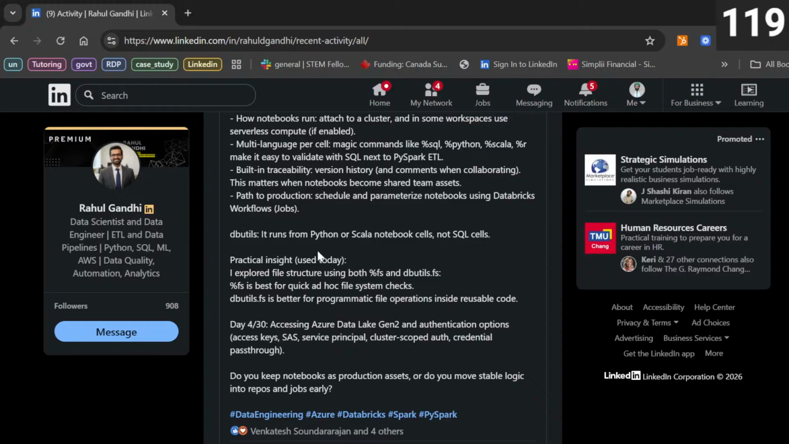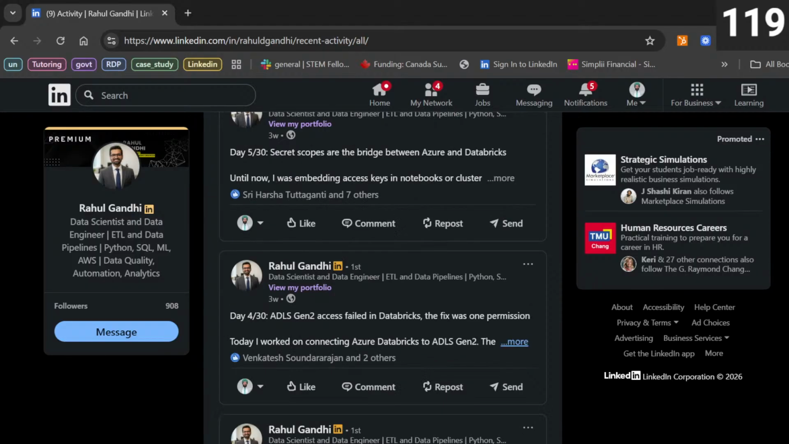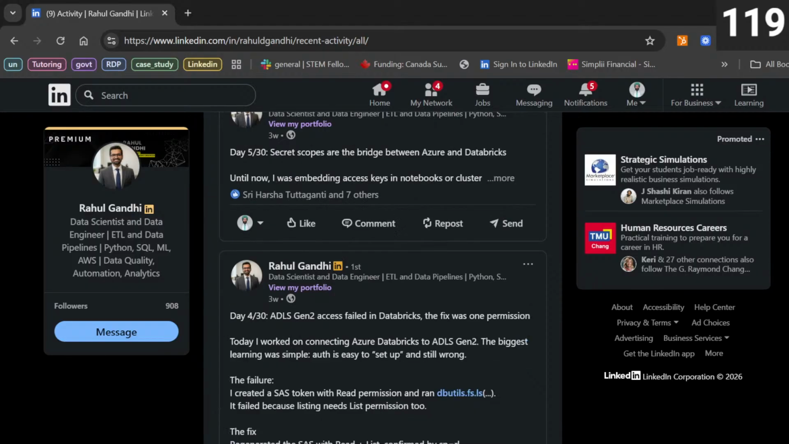The practical insight is that they explored the file structure using both %fs and dbutils.fs, and then he'll be talking about Azure Data Lake Gen 2 and authentication options with access keys, SAS, service principals, and cluster scope authentication. Okay. ADLS Gen 2 access failed, so it looks like he keeps running into failures. The fix was one permission. He worked on connecting Databricks to this Gen 2.